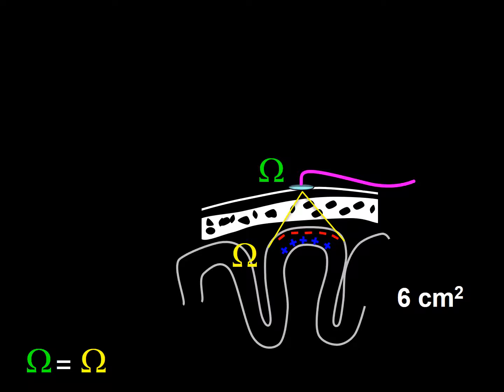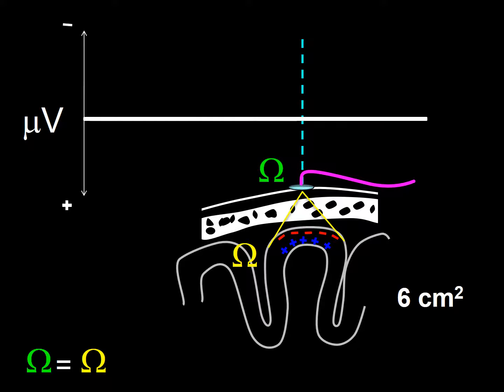Now I will introduce a voltage line chart. I will do this to represent a wave, the wave itself representing the voltage captured by the electrode placed right on top of this crown, referred to a neutral point.